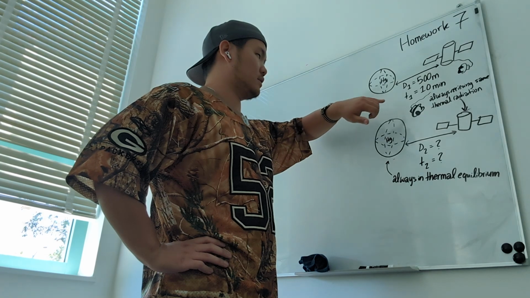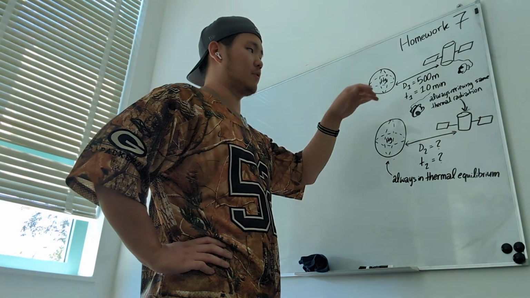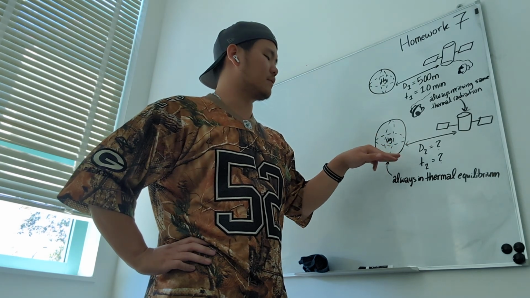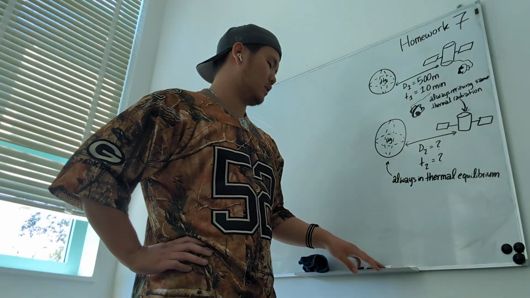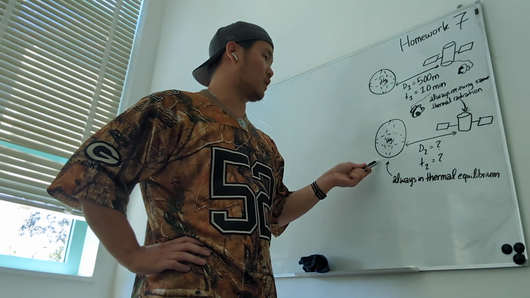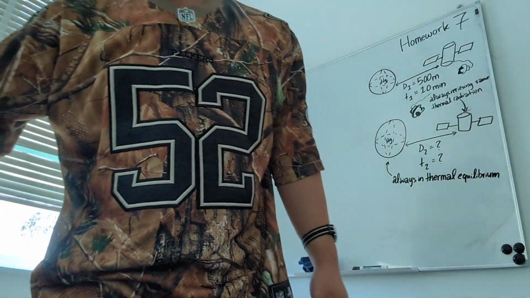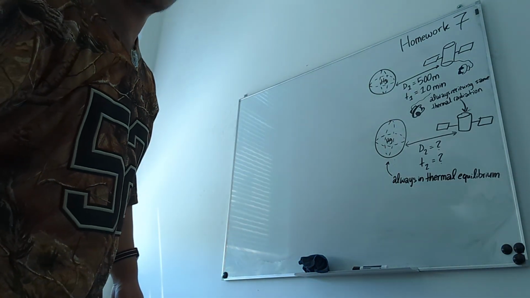We know that the first distance it sits at is 500 meters for 10 minutes. We want to know how far it sits at for some other time. We also know that the sphere is always in thermal equilibrium. So let's get started. Let's find the distance first.